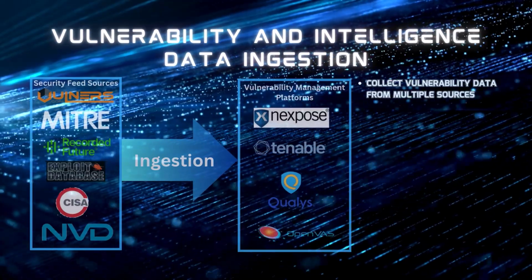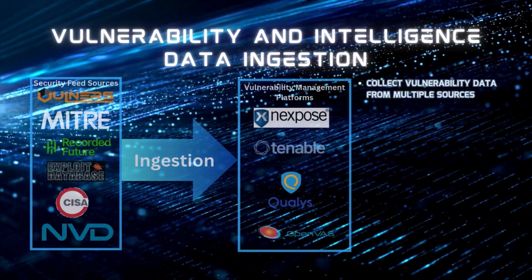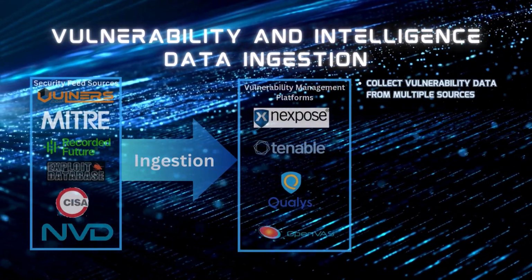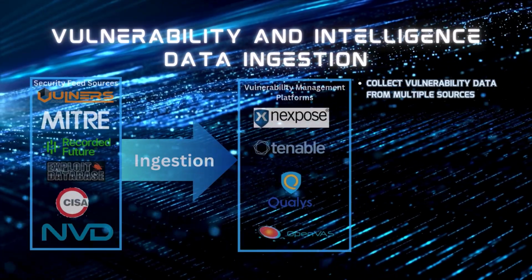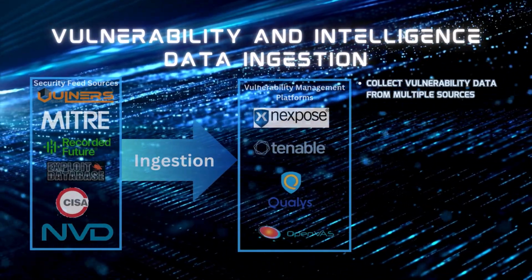Number 2, vulnerability data and threat intelligence ingestion. Organizations must collect vulnerability data from multiple sources, including automated scanners, external threat intelligence feeds, and security advisories. This step ensures security teams have the most up-to-date information on emerging threats and vulnerabilities.